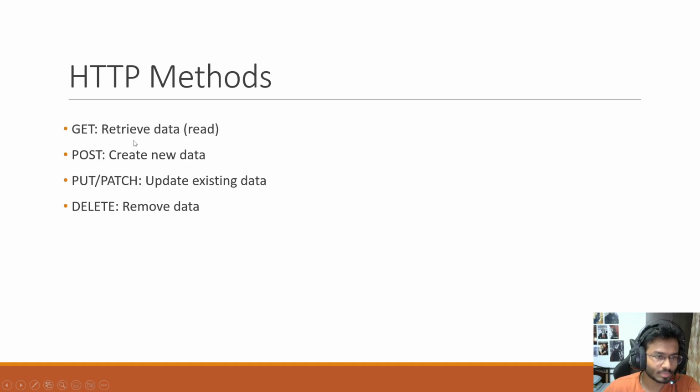That is the GET, that is retrieve data. Essentially it is just read only. That is, we ask what all data we require and the system just provides us. The API just goes to the application and provides us with that data.